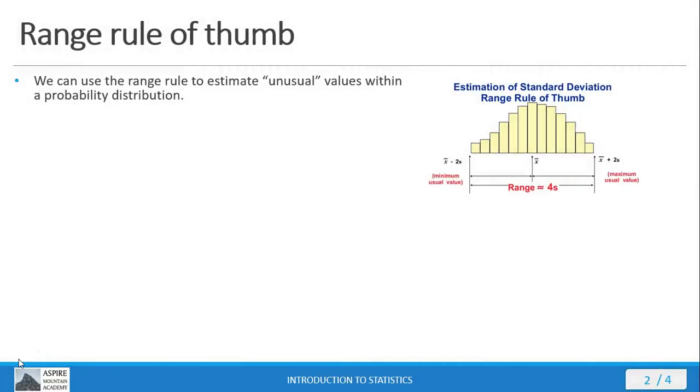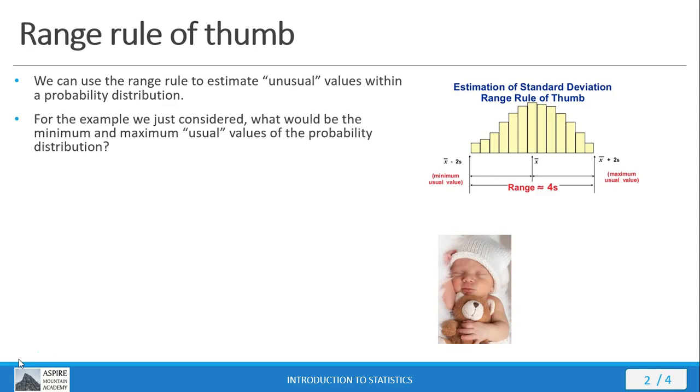So, we know from a previous mini lecture about the range rule of thumb, and we can use this range rule to estimate what values are usual and unusual within a probability distribution. So, for example, I've been considering this example with the probability of the number of girls in two births. So, what would be the minimum and maximum usual values of the probability distribution?